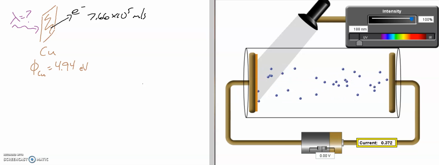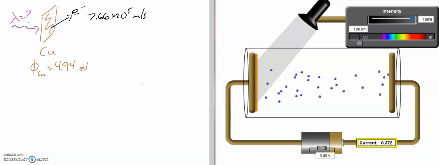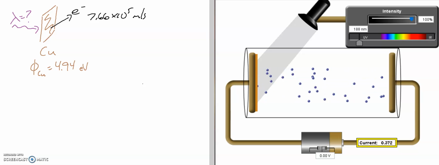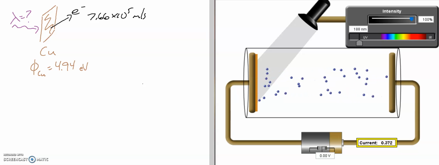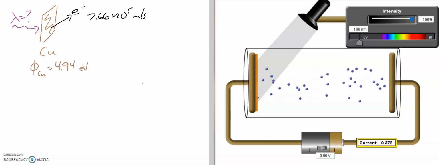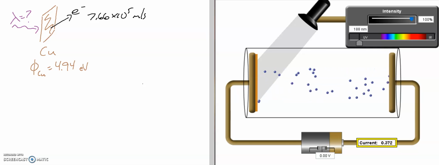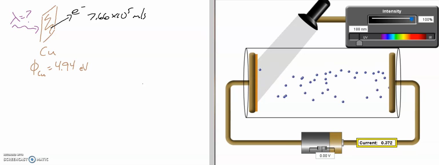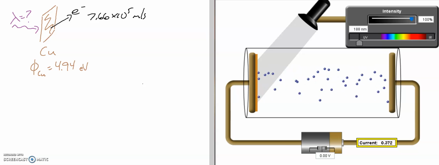We're going to use copper, and I know the work function for copper is around 4.94 electron volts, and that's what's actually set up in the simulation here. I'm using copper in the simulation this time, and I'm going to say the electrons are coming off at 7.66 times 10 to the 5 meters per second. We're looking for the wavelength of the light that was coming in to begin with, and I'll see how close it actually matches up to the simulation here. Let's see how close we can get.